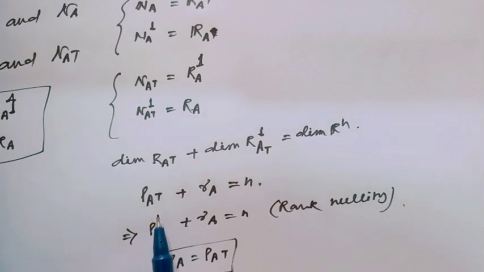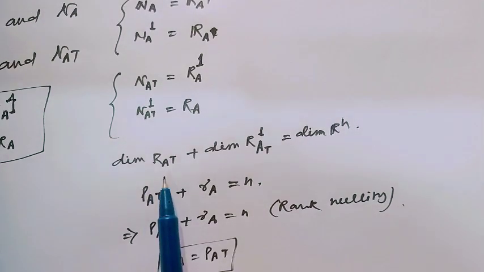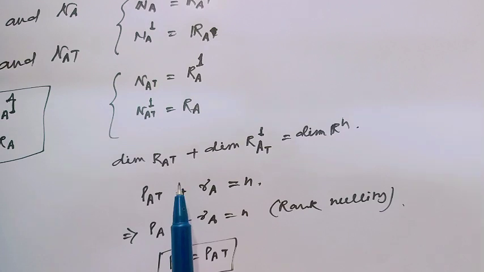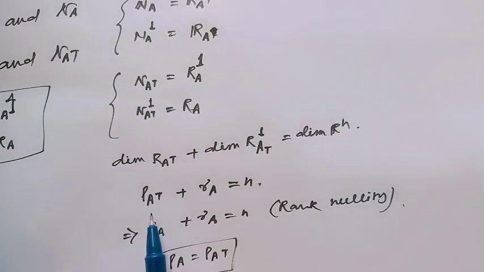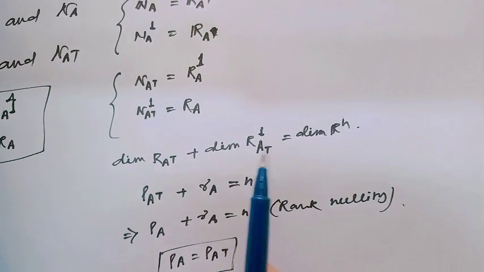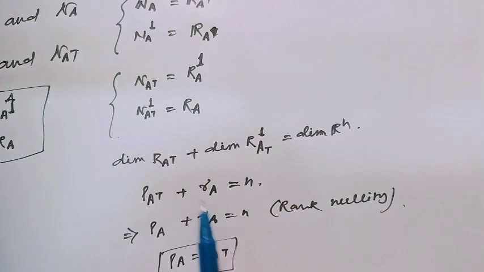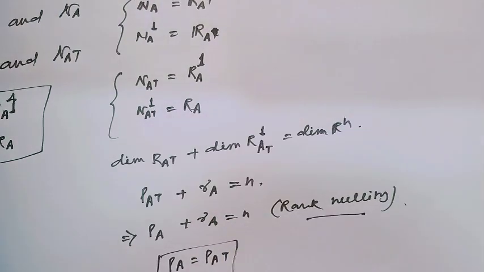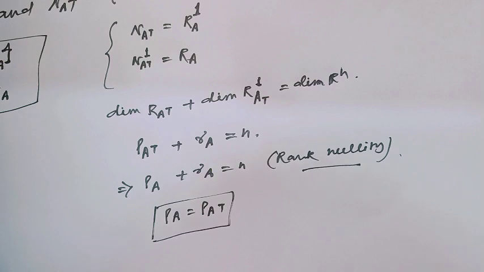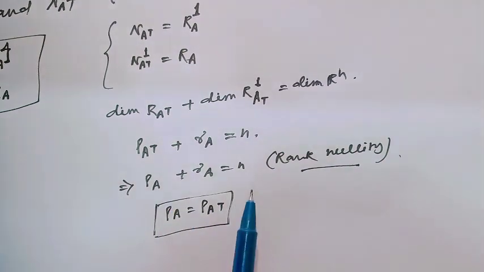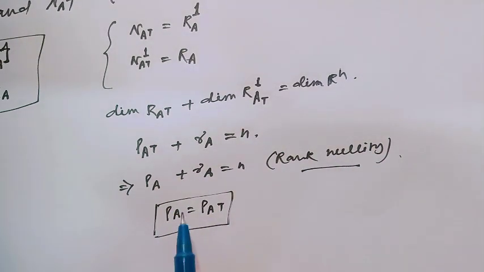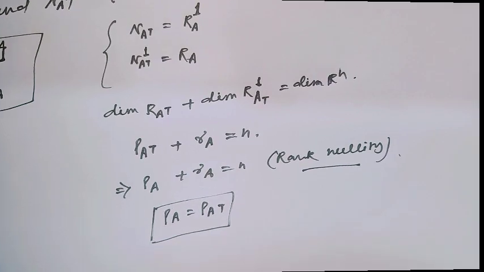So, the dimension of the range space of A transpose is the rank of A transpose. The rank of A transpose plus the dimension of its complement, which is the null space of A, equals N. So by the rank nullity theorem, we all know the rank of A plus the nullity of A equals N. So the rank of A is always equal to the rank of A transpose. I had seen this in my earlier video elaborately with pictures.